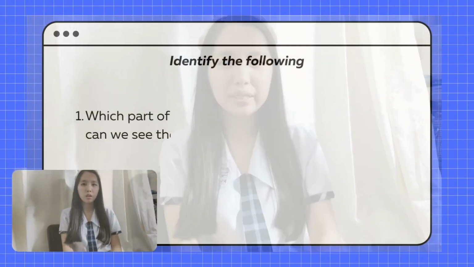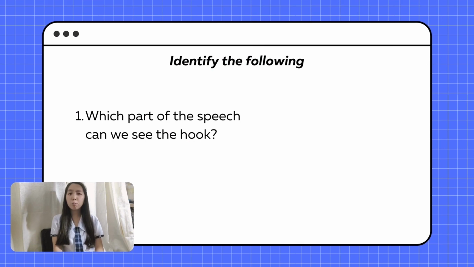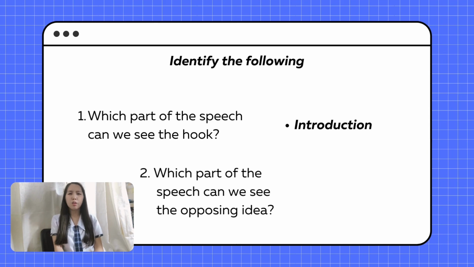As our video is approaching its end, let's have an exercise. Identify the following. Number 1. Which part of the speech can we see the hook? You're correct. It's the introduction. Number 2. Which part of the speech can we see the opposing idea? You're right. We can find it in the body.